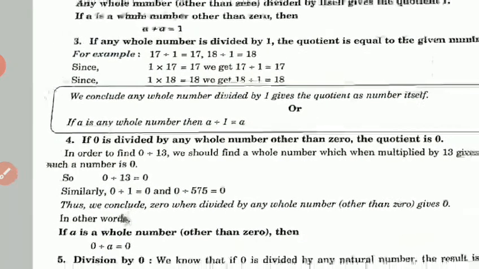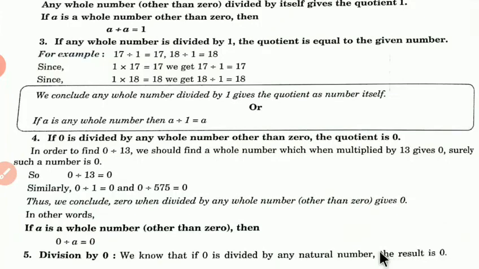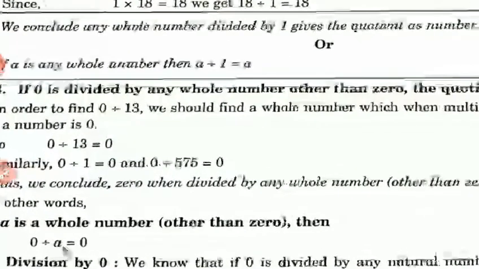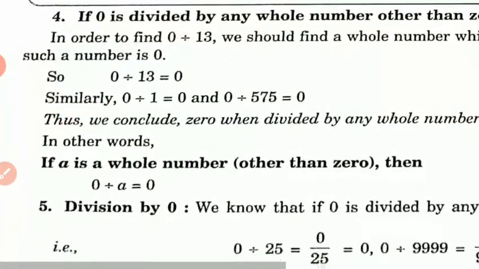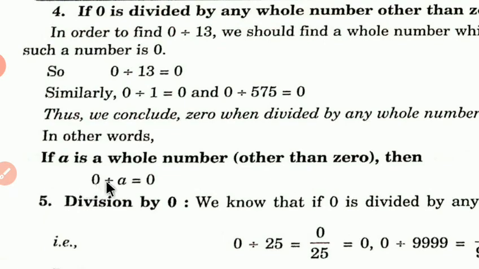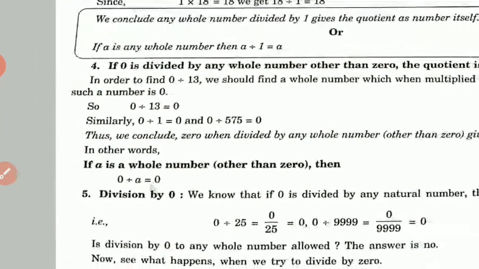So we can conclude that 0 when divided by any whole number other than 0, it should not be 0 divided by 0, other than 0 only gives 0. Or we can say that if a is a whole number other than 0, then 0 divided by a is equal to 0. If we divide 0 by any whole number, the answer is 0 always.